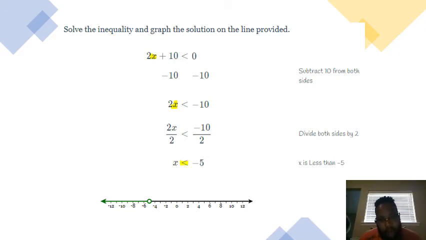The sign is pointing to the left. And it's not equal to, so we're going to use an open circle. So you plot your open circle at negative 5, and your arrow goes to the left. Again, you can pause, attempt these questions, and just check to see if you're right.